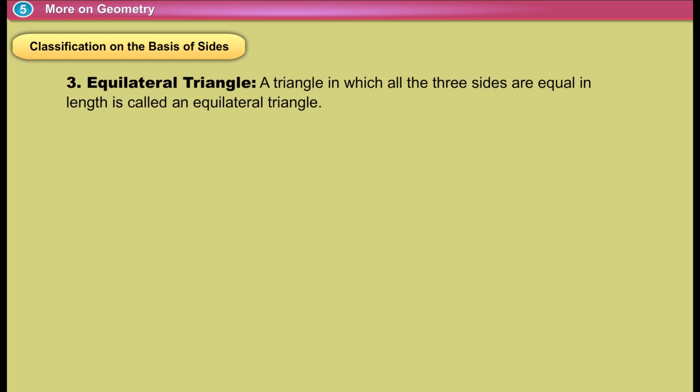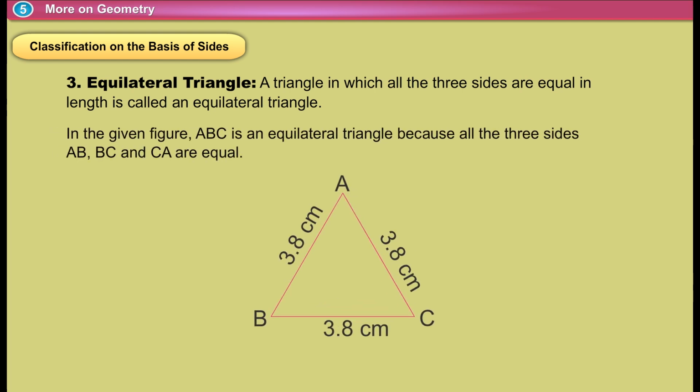3. Equilateral triangle. A triangle in which all the 3 sides are equal in length is called an equilateral triangle. In the given figure, ABC is an equilateral triangle because all the 3 sides AB, BC and CA are equal.